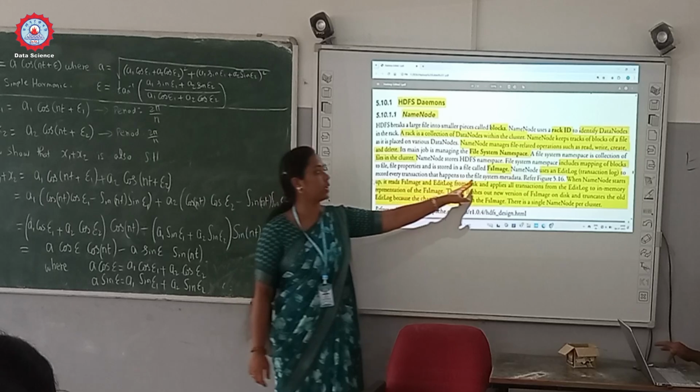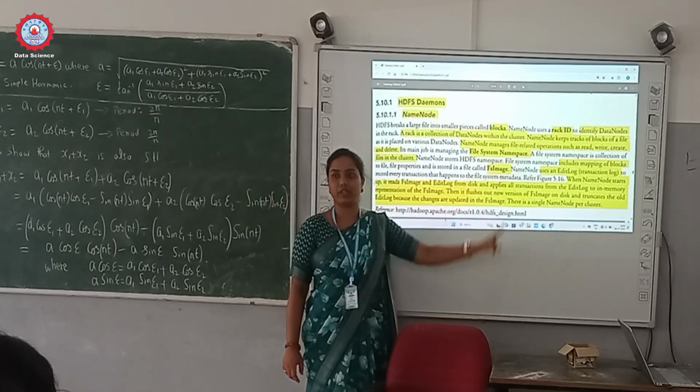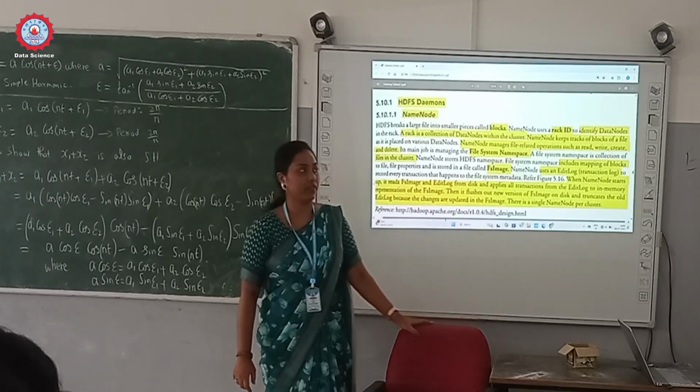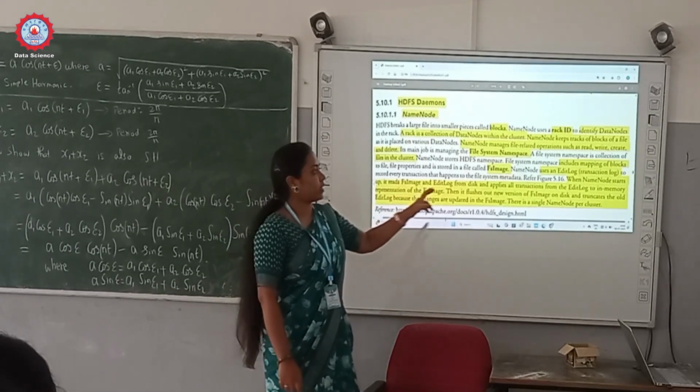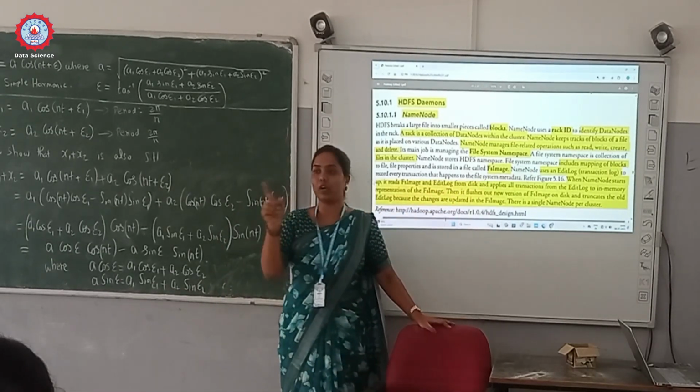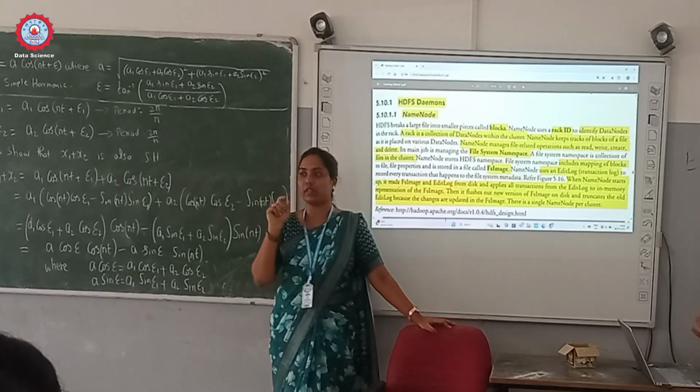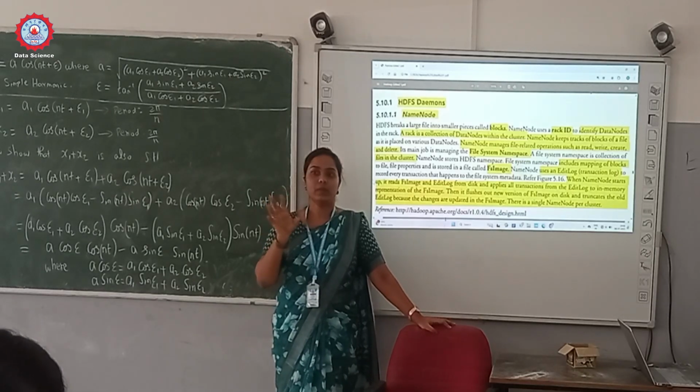So what is the name of the process? FS image. Right? Note down FS image. It is completely important. You have to write all the things. So FS image is nothing but the mapping of block data with that rack id. So we are going to map it using the file's number, right?